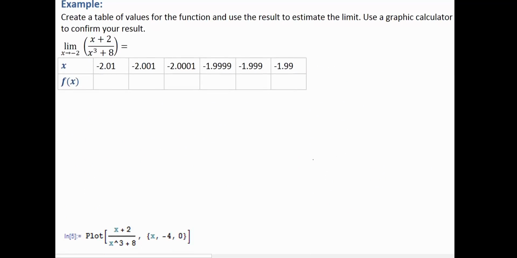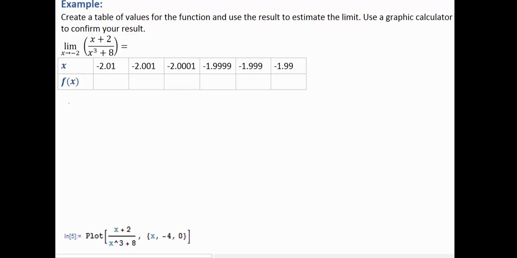And this is just, we're going to do exactly the same as we did in the first example. Just create our table and find the values of the function for each value of x, and then approximate our limit.